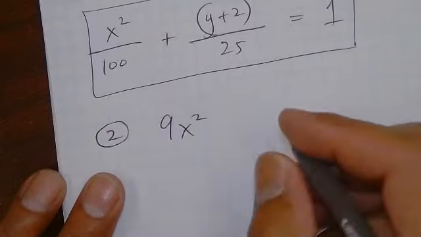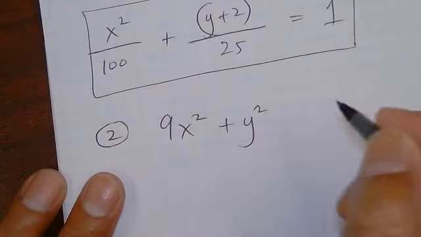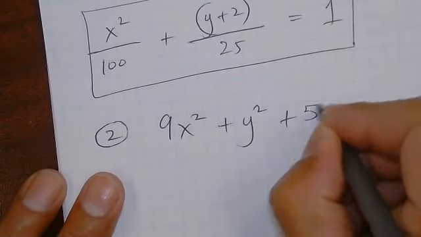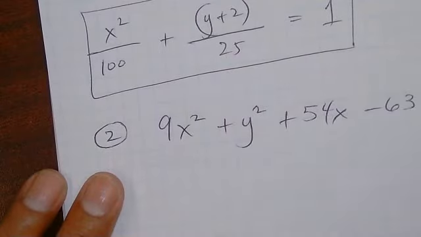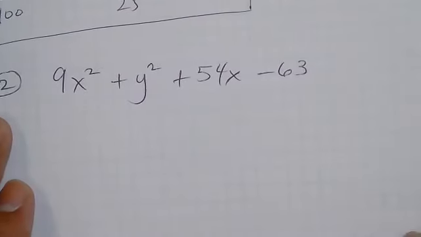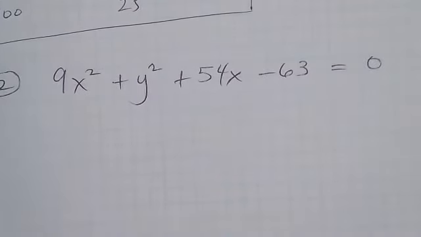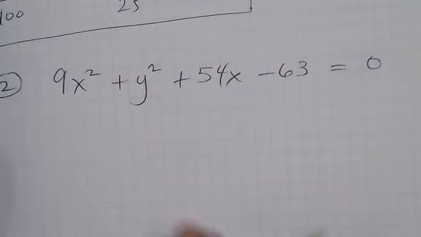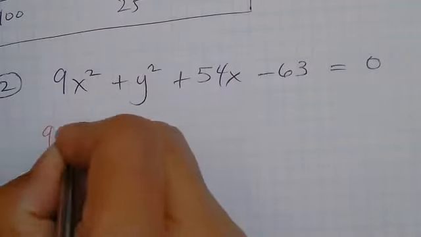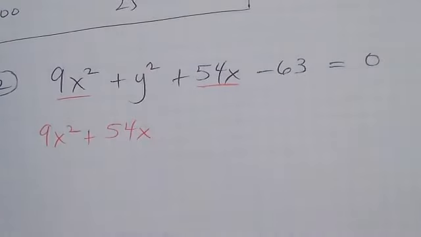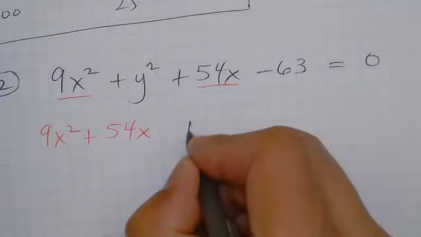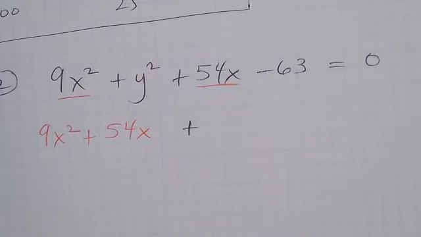Number 2 over here. 9x squared plus y squared plus 54x take away 63 equals 0. Okay, let me get the x squares and anything with the x all grouped up in front right here. That would just be the 9x squared and the plus 54x. You guys agree? Put those next to each other.